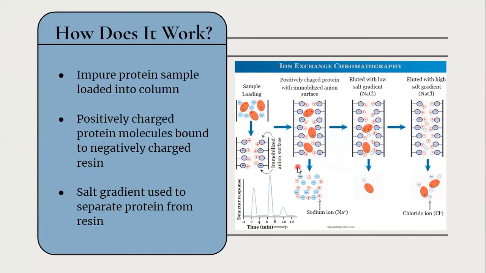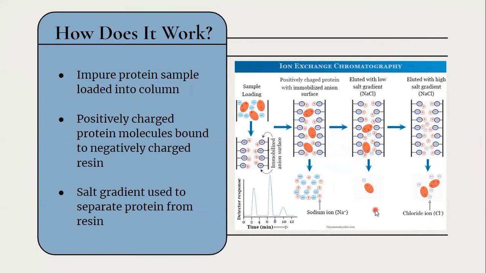A salt gradient will also be used as an eluent to separate the protein from the resin. So over here, in a low salt gradient, so not a lot of salt, few positively charged molecules will be eluted from the column, as you can kind of see right here. But when there is a high salt gradient, most of the positively charged protein molecules, which are down here, are going to be eluted. And this is because the salt separates the protein from the resin, like I said before.